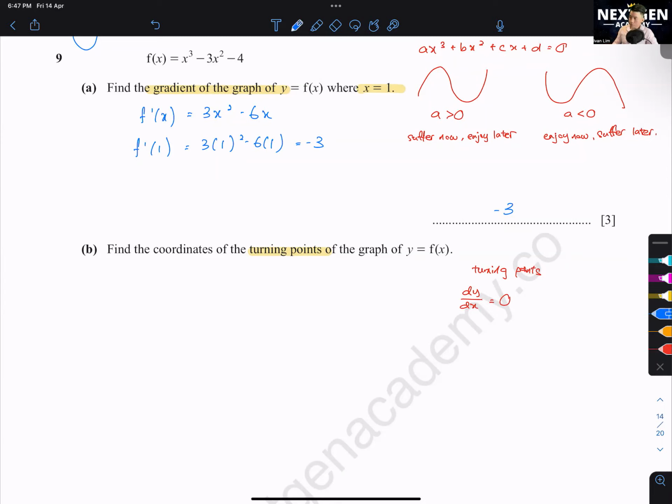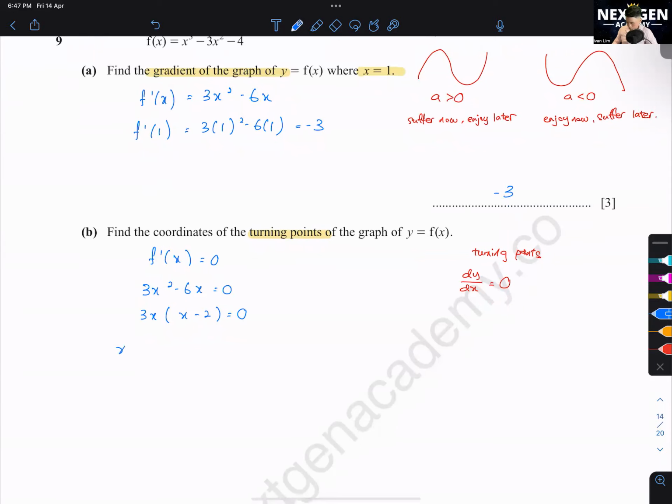So over here, we need to find what is f prime x equals to 0. We look above here, just now we found our f prime x, right? F prime x means dy over dx, the same thing, just a different way of presenting it. So we got 3x squared minus 6x equals to 0. We factorize this. So you get 3x times x minus 2 equals to 0. So the 3x, this one will be x equals 0. X minus 2 equals to 0, x equals to 2. So I have two x coordinates here that I have found for my turning points.